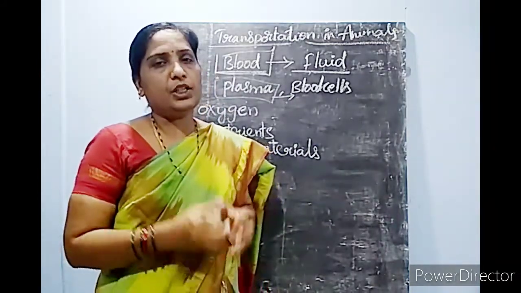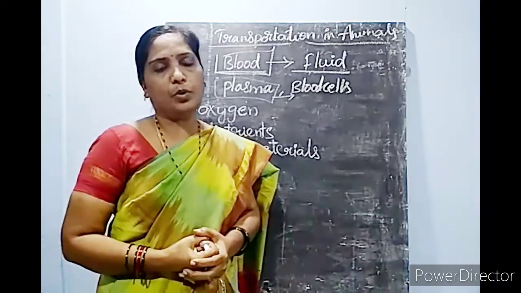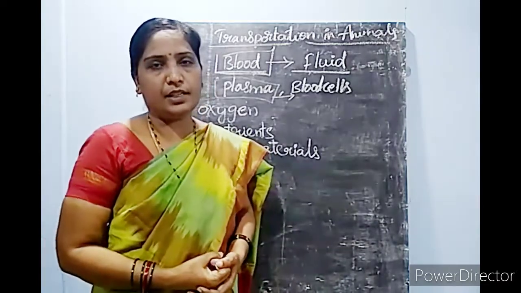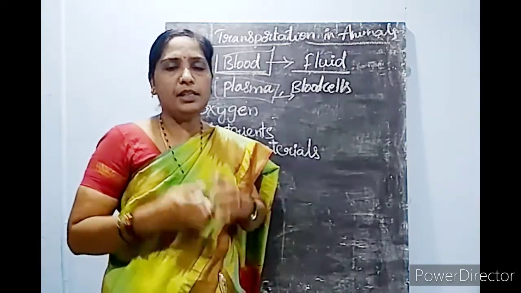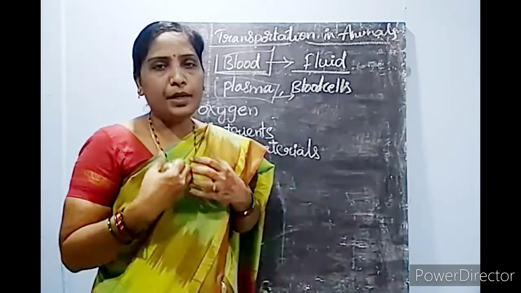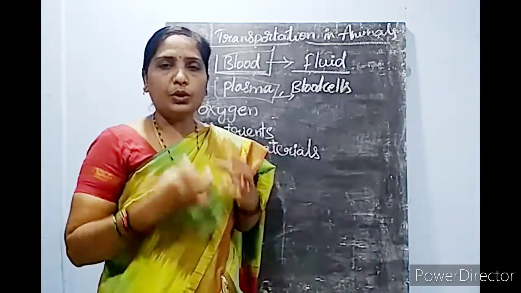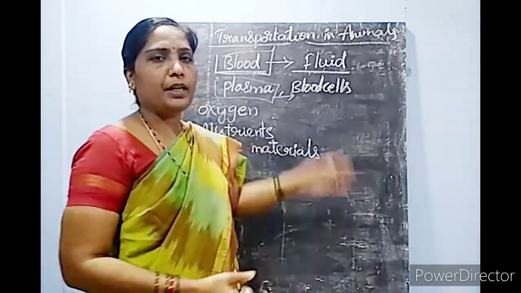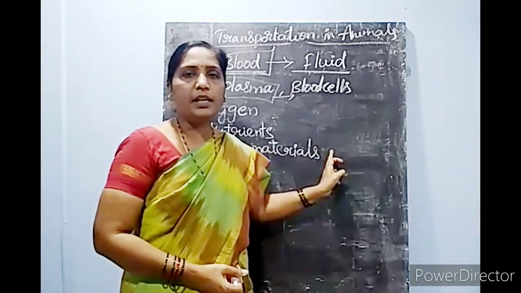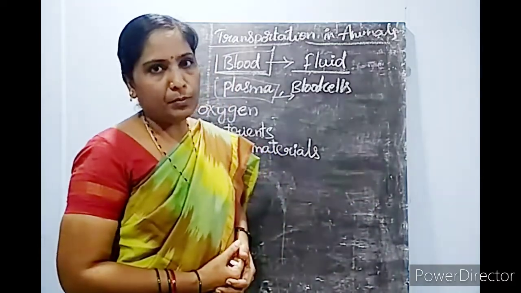Those waste materials should not stagnate in the body. They become toxic and they may cause some diseases. So these waste materials are transported to particular organs where they can be eliminated. They can be sent out from the body. So this work is also done by blood. It collects all the waste materials and takes them to the particular organs where they can be removed from the body.